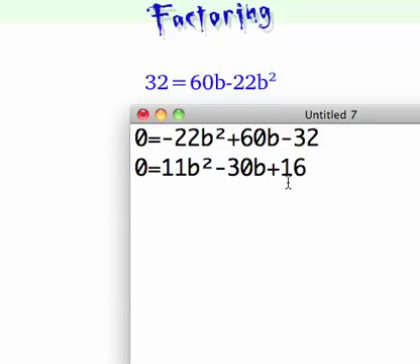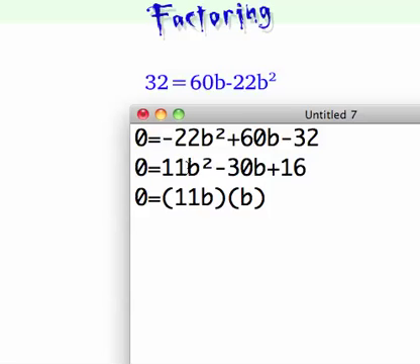Okay, so no more common factors, and this is not a perfect square trinomial because the 11b squared is not a perfect square. My a term is 11, it's not equal to 1, so it's not an a equals 1 trinomial. So I'm going to use either PSF or trial and error, and I think trial and error is going to be most fun. So I'm going to put 0 is equal to 11b over here and 1b over here.